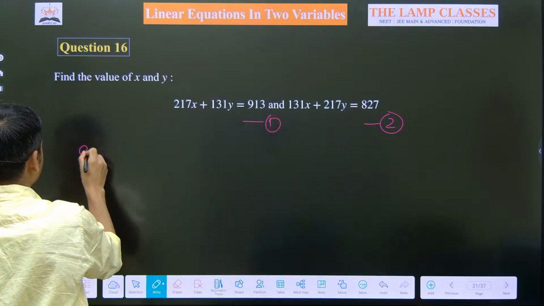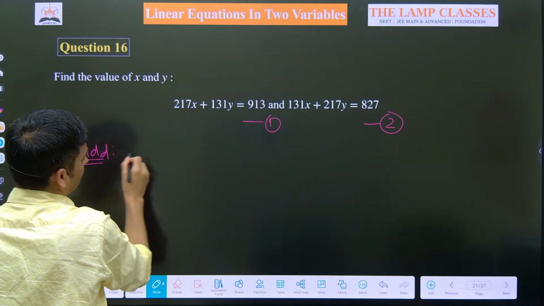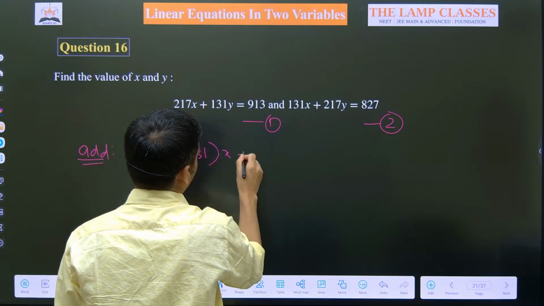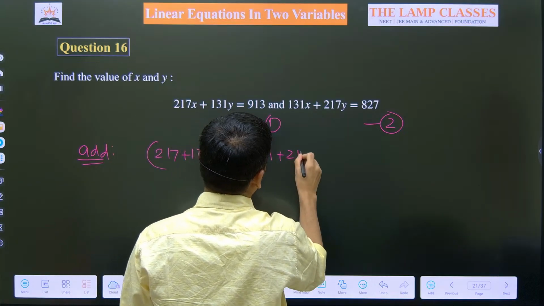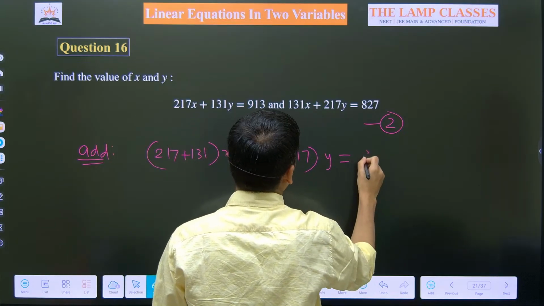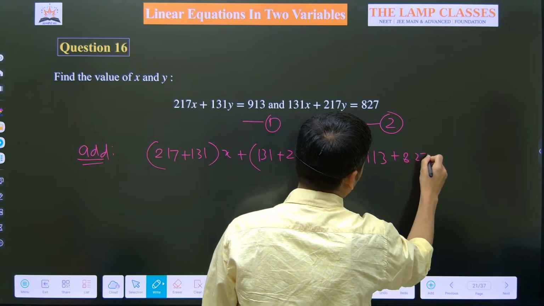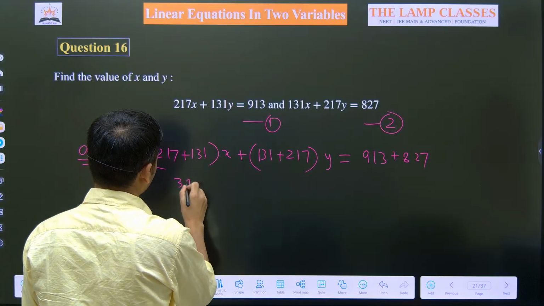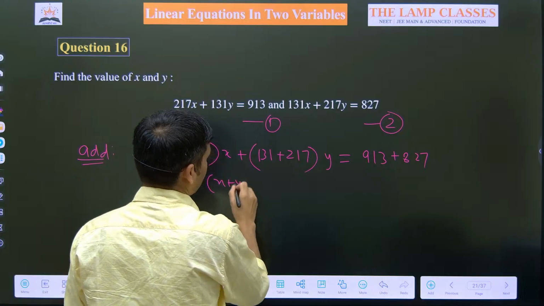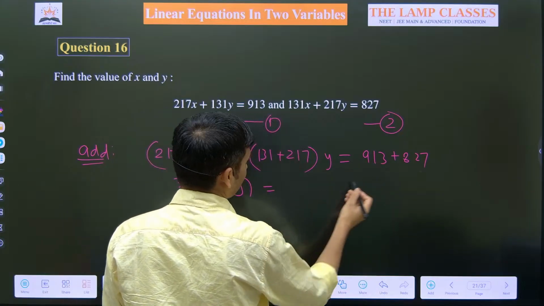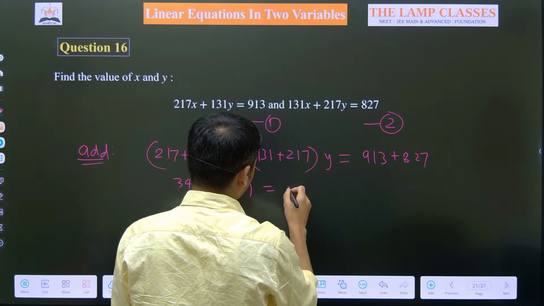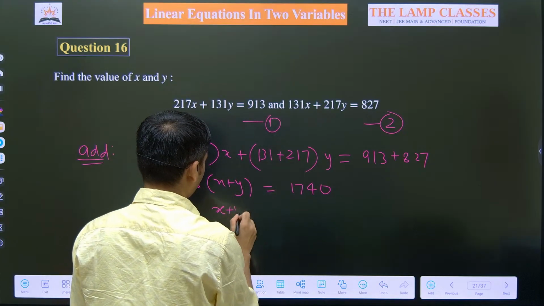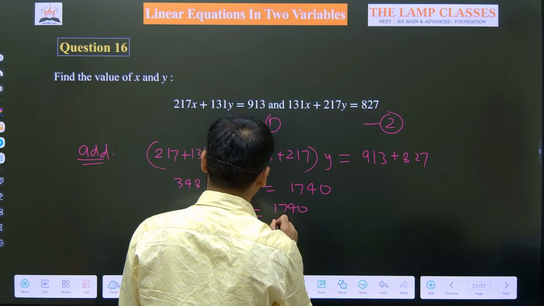Once we add them, we get (217 plus 131) times x plus (131 plus 217) times y. Right hand side it will be 913 plus 827. You could have directly added without writing the next step. So that is basically 348 times (x plus y), and right hand side we are getting 1740, right? So x plus y is actually 1740 upon 348.